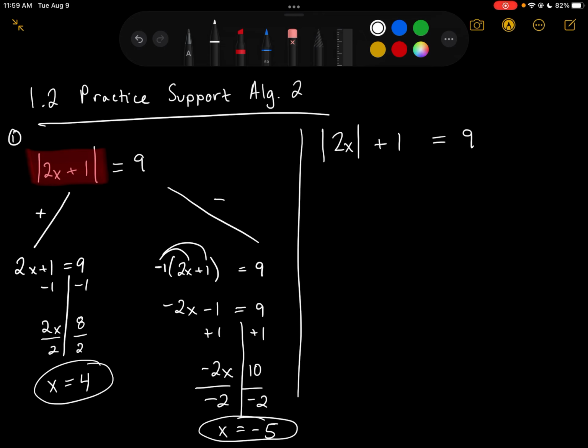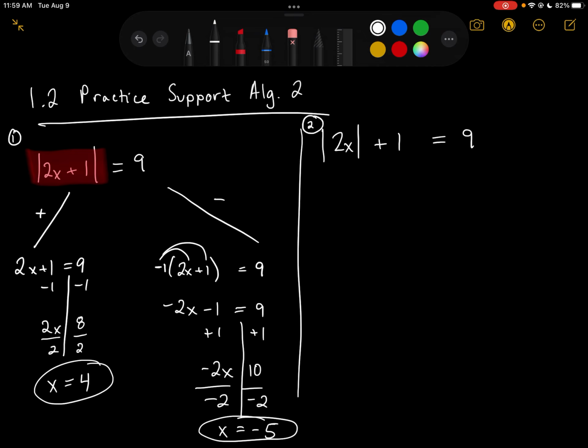Just a quick recap, we did one version of solving where we kept everything the same, the positive side, and we did one version of solving where we distributed a negative to only one side of the equation. Now let's start on question number 2.